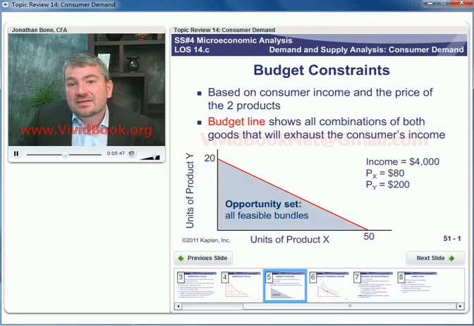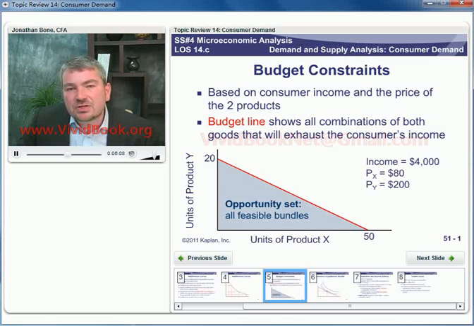So 4,000 divided by 200 gives us 20. If we were to consume no X, we could consume 20 units of Y. Or, of course, the other way around, if you take your $4,000 and divide by 80, you get 50. So if we were to consume no Y, we could consume 50 units of X.